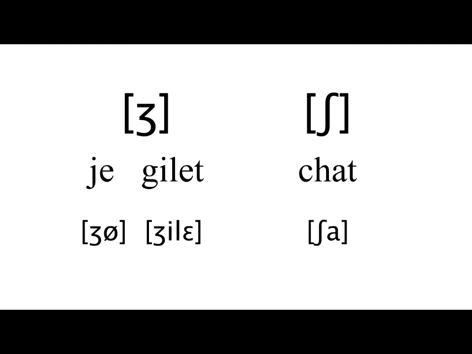The next pair is j and sh, used in je and gilet, and chat. Finally, in this section, we see the glottal and the aspirate, which are not natural French consonants and should be used exceedingly sparingly and for emphasis only.